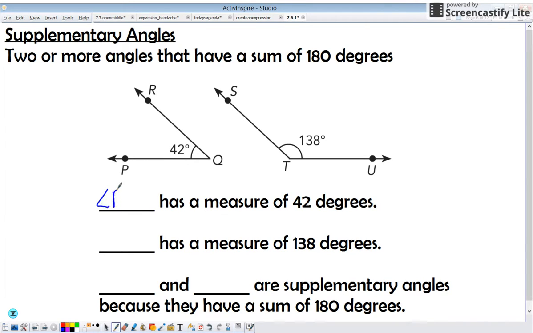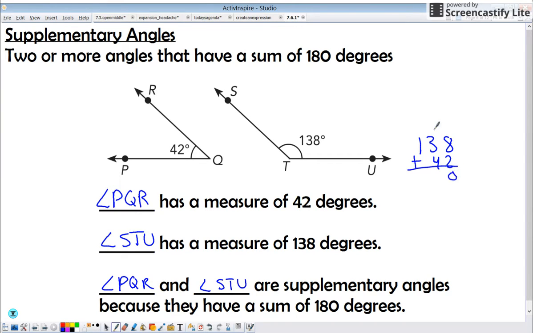Angle PQR has a measure of 42 degrees. Angle STU has a measure of 138 degrees. Angle PQR and STU are supplementary angles because they have a sum of 180 degrees. 138 plus 42 will give you 180 degrees.